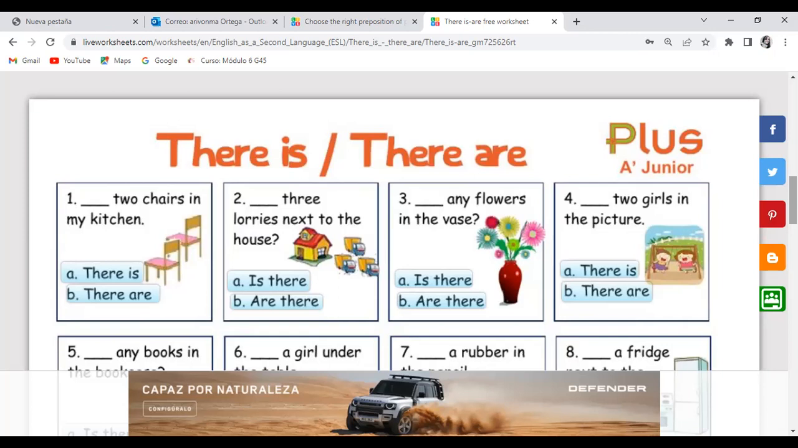So let's see the first one. 2 chairs in my kitchen. What do you say? There is or there are 2 chairs? Catalina says there are, and I agree with her because we are using 2. In this case, 2 means plural. So we say there are, and we have an affirmative sentence. What about number 2? In number 2, guys, we have an interrogative sentence. And how do you know that? Because of the question mark at the end of the question.